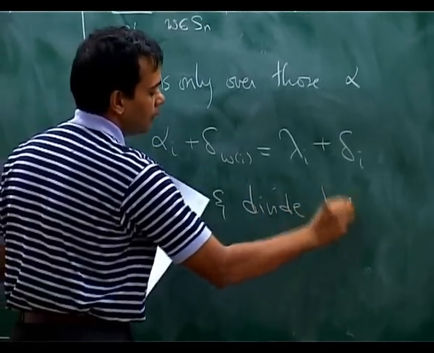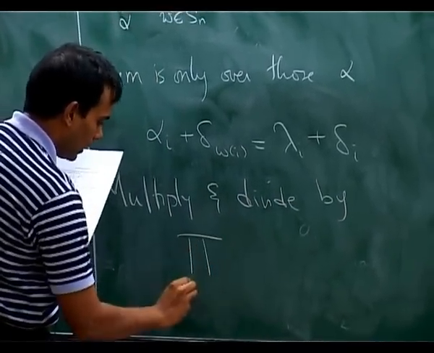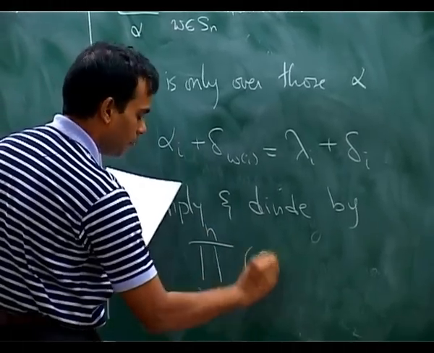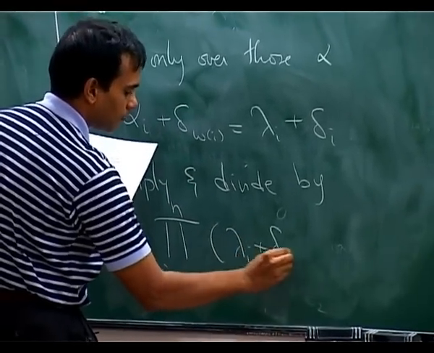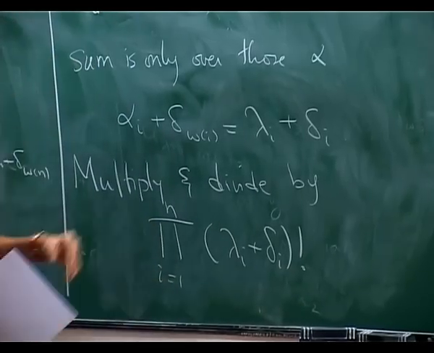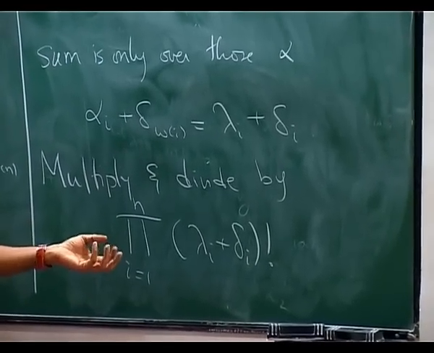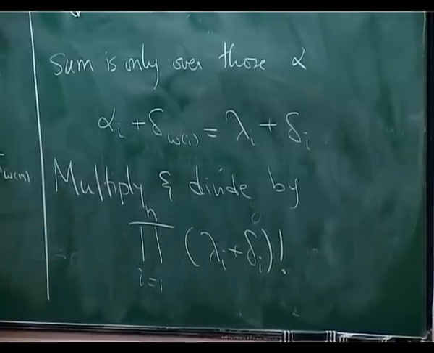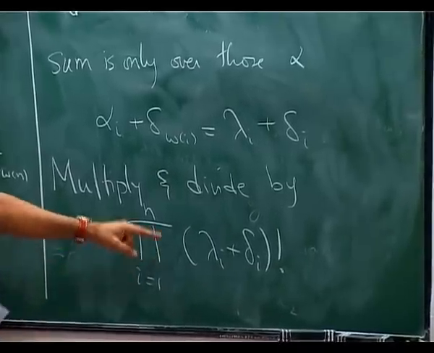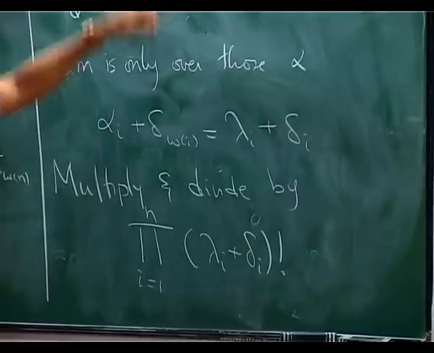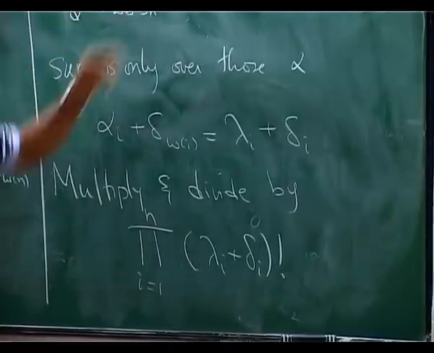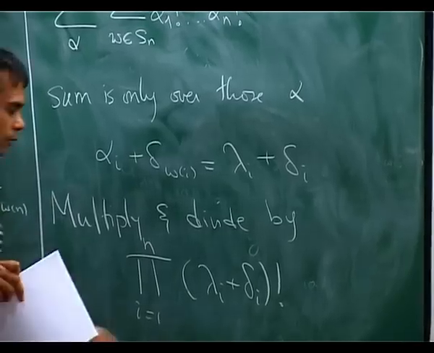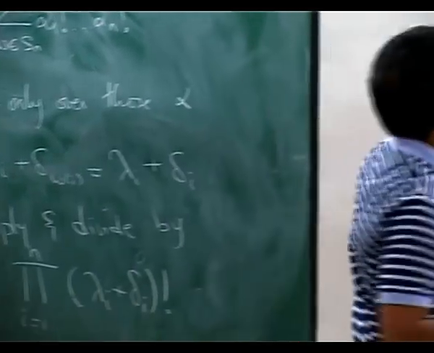Multiply and divide by product I goes from 1 to n lambda I plus delta I factorial. This is a factor that appears in the denominator of the hook length formula. So we'll introduce it here. But the nice thing about this is that when we see what cancellations occur between these things and these things, we get nice expressions, which then will allow us to interpret things in terms of hook lengths.